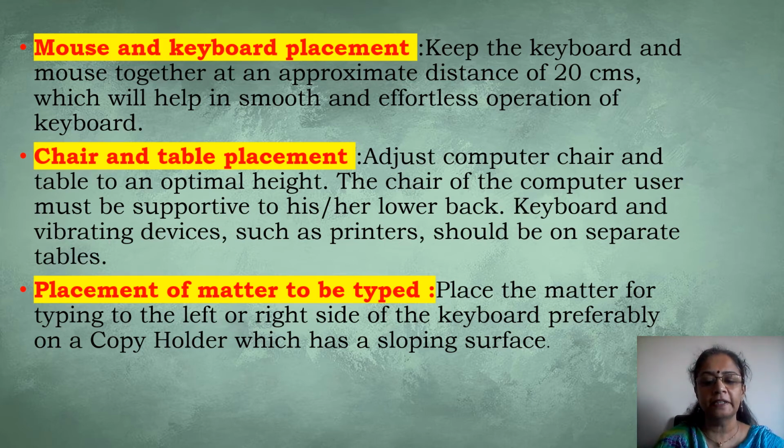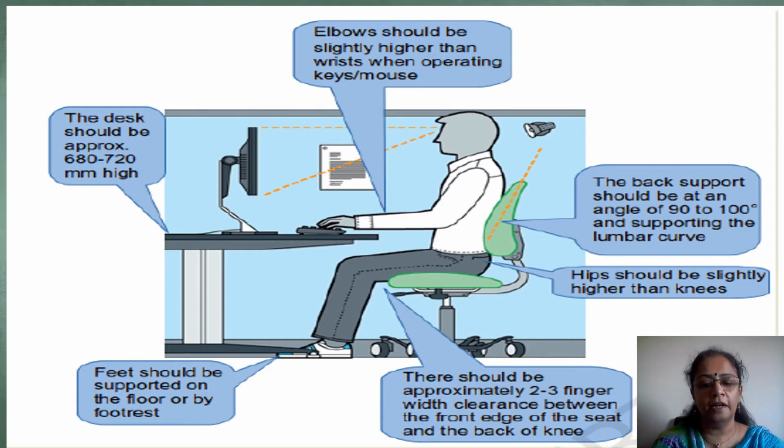Placement of the matter to be typed. Whatever matter that you need to be typed should be either on the left or the right side of the keyboard, preferably on a copy holder which has got a sloping surface. So it should be on a sloping surface, and it should be properly placed either on the left or the right hand side depending upon the typist's convenience. So these are some of the typing ergonomics.